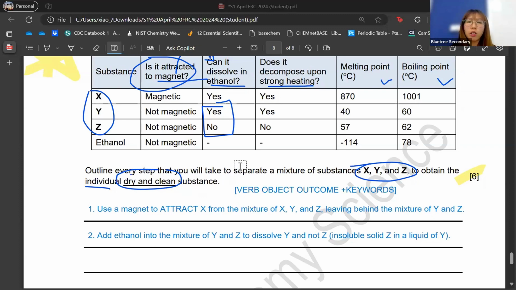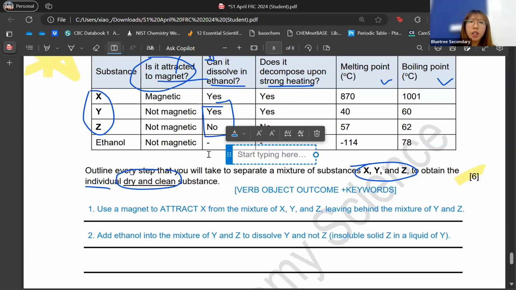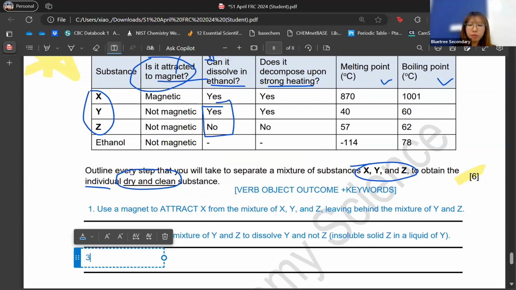Okay, so what is the verb for the keyword from filtration? So most students, they do not know, so take away from this webinar. The verb for filtration is what we call filter. So your verb, you filter. Then what are you filtering? What is your object here? You are filtering the mixture of Y and Z.